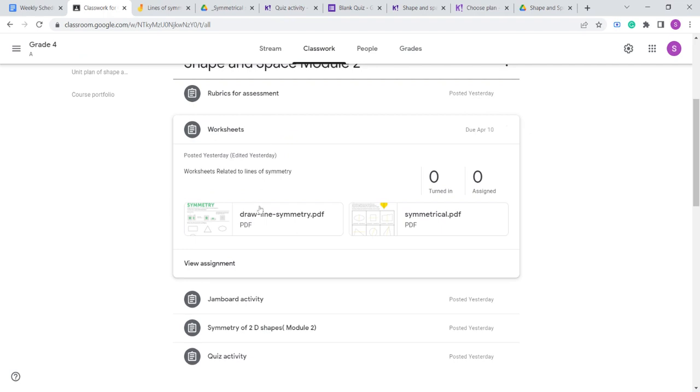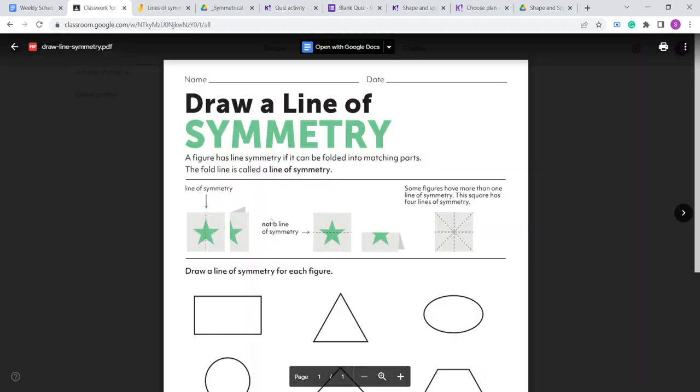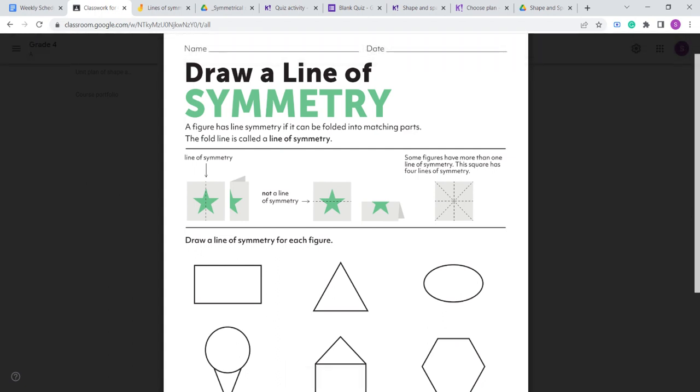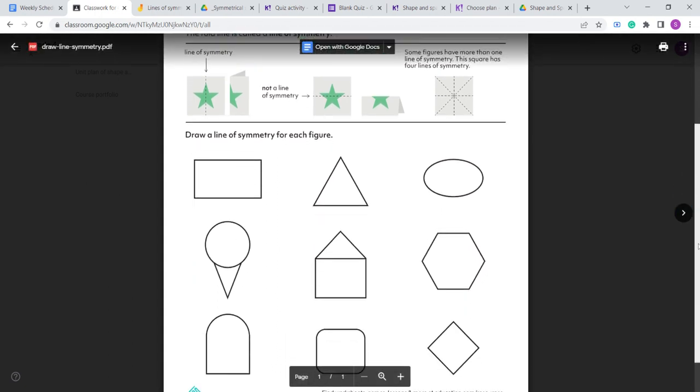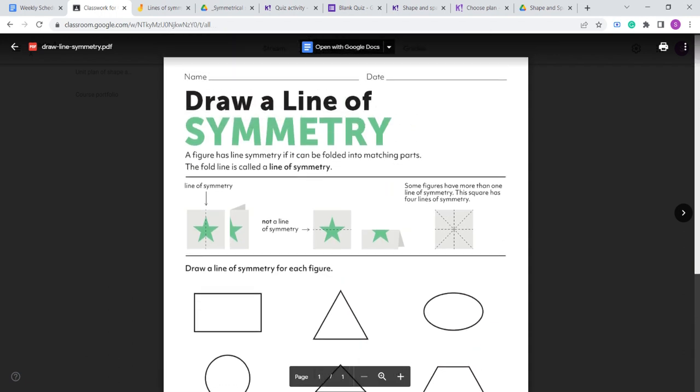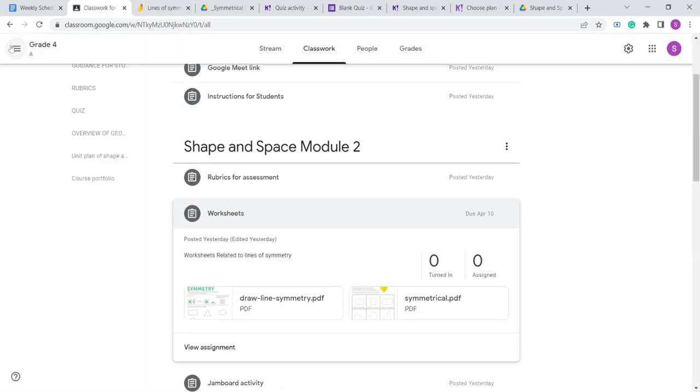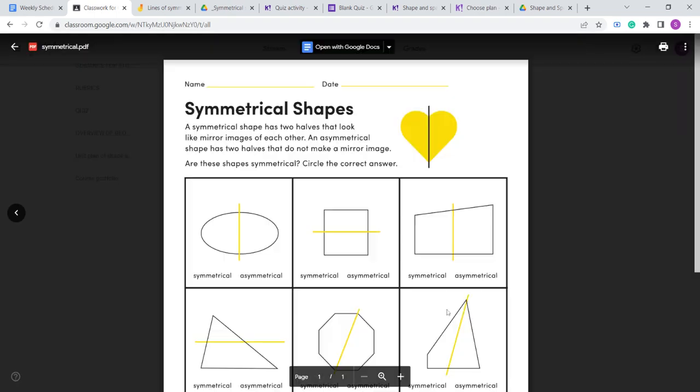Here are two worksheets. First of all, students have to draw the lines of symmetry. In this worksheet, first of all, this is the example that students have to follow, and they have to give the answers and draw the lines of symmetry following the instructions of that example. And this is the second worksheet. This is the symmetrical.